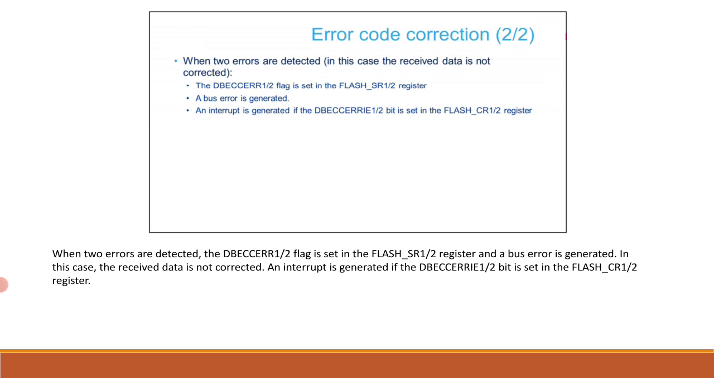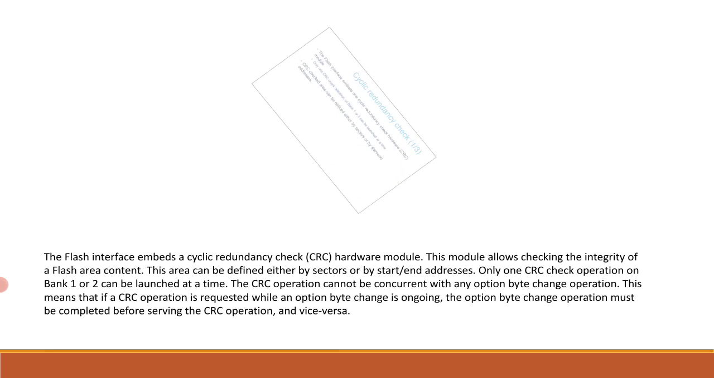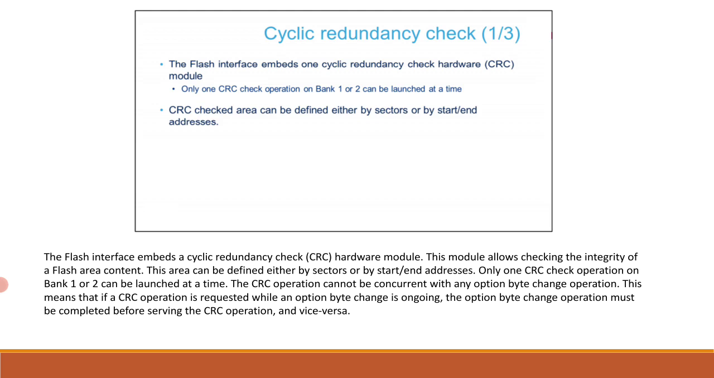So now the question arises, how would I do the cyclic redundancy check? The flash embedded interface embeds a cyclic redundancy check (CRC) hardware module. This module allows checking the integrity of a flash area content. This area can be defined either by sectors or by start and end addresses.